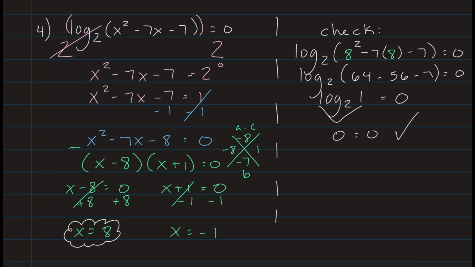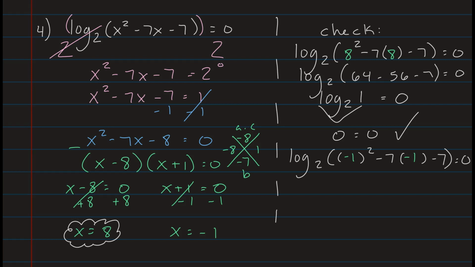Now I must check the second solution of negative 1. Log base 2 of negative 1 squared minus 7 times negative 1 minus 7 equals 0. Now, in order to evaluate this log, I have to have one term as our argument. So I'm going to simplify this argument down.